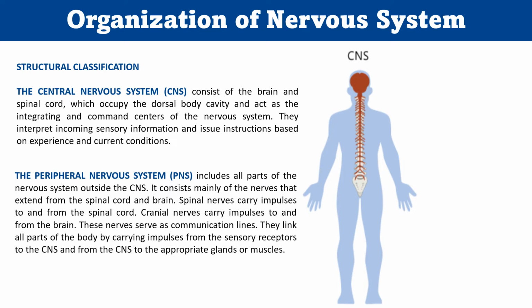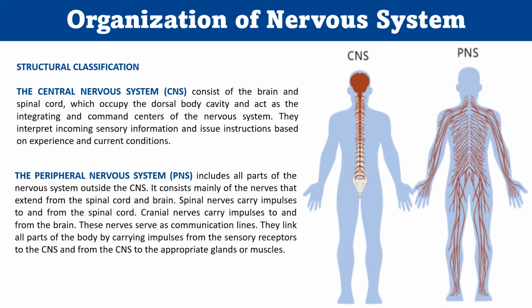The peripheral nervous system, PNS, includes all parts of the nervous system outside the CNS. It consists mainly of nerves that extend from the spinal cord and brain. Spinal nerves carry impulses to and from the spinal cord. Cranial nerves carry impulses to and from the brain. These nerves serve as communication lines. They link all parts of the body by carrying impulses from sensory receptors to the CNS and from the CNS to the appropriate glands and muscles.